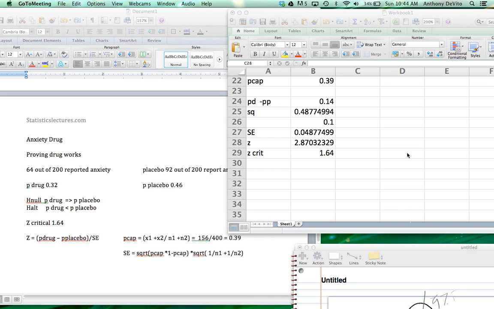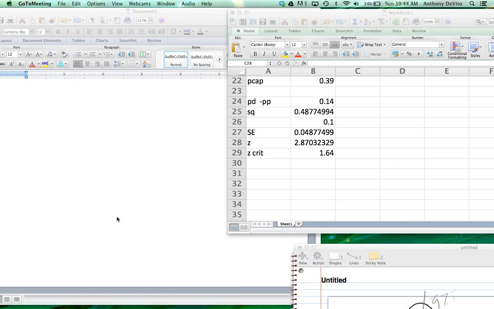So in either case, we would reject the null hypothesis here that the drug is equal to or less than the placebo, and accept the alternative hypothesis that indeed the rate of anxiety if you took the drug is lower than the rate if you took the placebo.